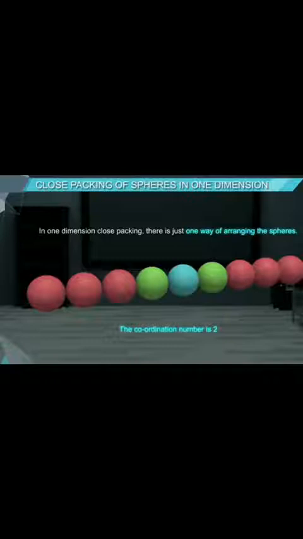In one dimension closed packing, there is just one way of arranging the spheres. The spheres are placed in a horizontal row touching each other. As we can see here that each sphere is in contact with two of its neighbors. The number of nearest neighbors of a particle is called its coordination number. So students, what is a coordination number in one-dimensional closed packed arrangement? Yes, it is 2.